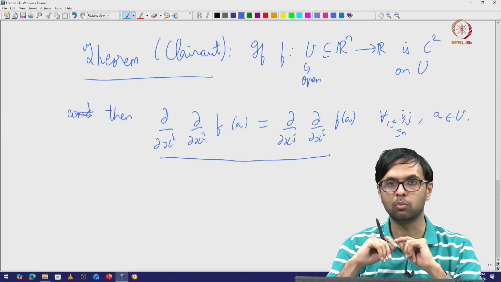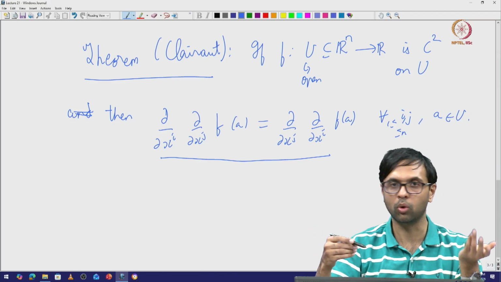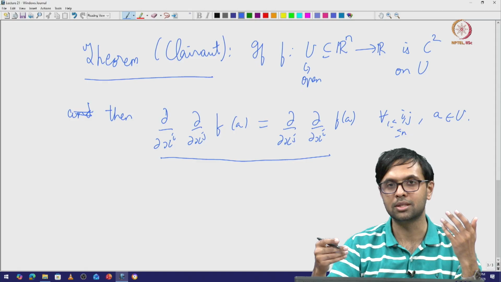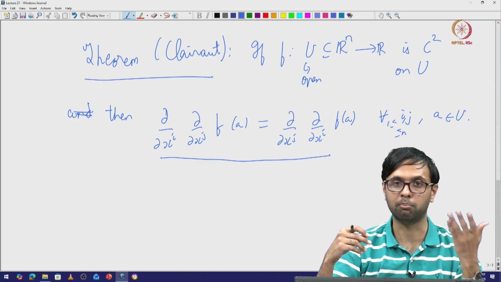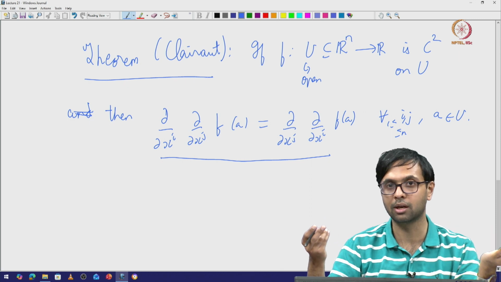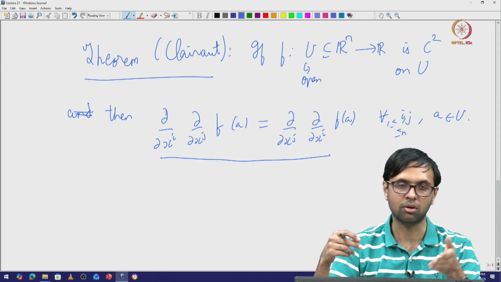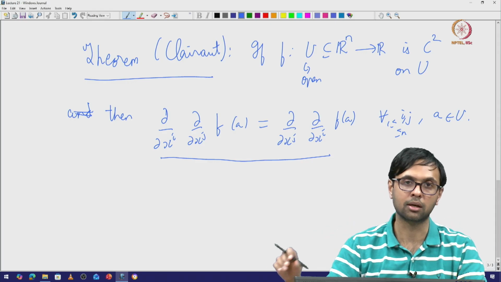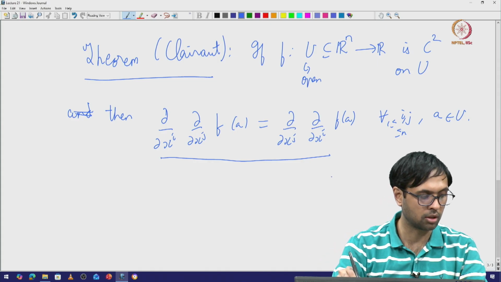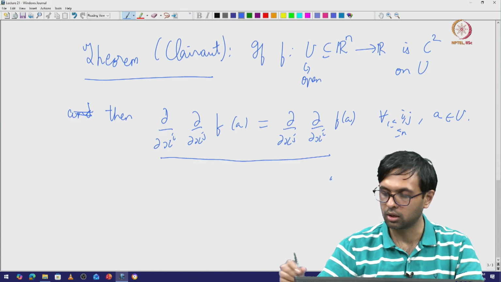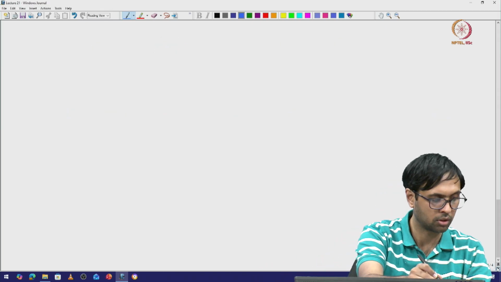So we will not bother with it because in practice, wherever we will use this result, our functions will be C2 anyway. Okay? It's hard to come up with examples of functions which have partial derivatives, but the partial derivatives are not continuous. Right? They're very contrived examples, like the one that we looked at earlier. Okay? So this is Clairaut's theorem, and we'll prove this theorem. This is not a trivial theorem to prove. Okay.